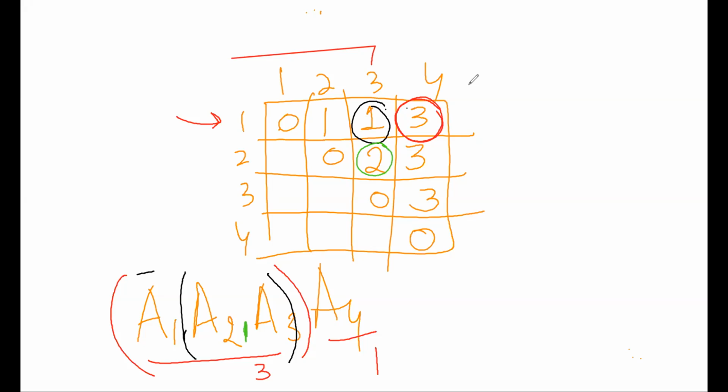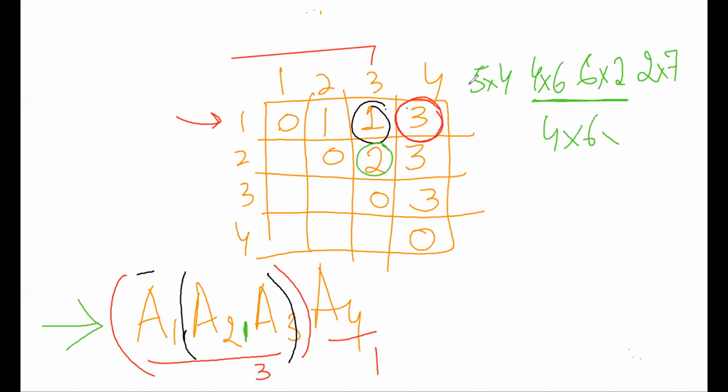I'll just write the orders of these matrices here. 5, 4, 4, 6, 6, 2, and 2, 7. So these are the 4 orders. Now, based on the parenthesis we read from the S table, let's multiply 2 and 3 first. The number of multiplications is 4 into 6 into 2.